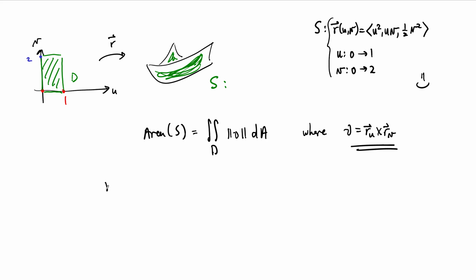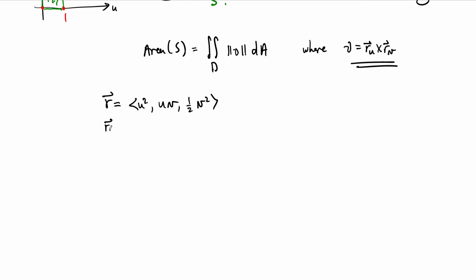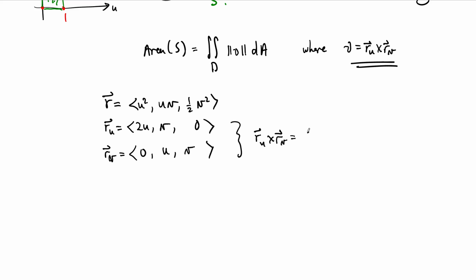So let's do it. I'm going to rewrite the vector function down here. Our vector r is u squared, uv in the second component, 1/2 v squared in the third component. We need to compute the partial derivatives. So r sub u is 2u, v, and then 0. R sub v is 0, u, and then just v. And we need to take the cross product of these.